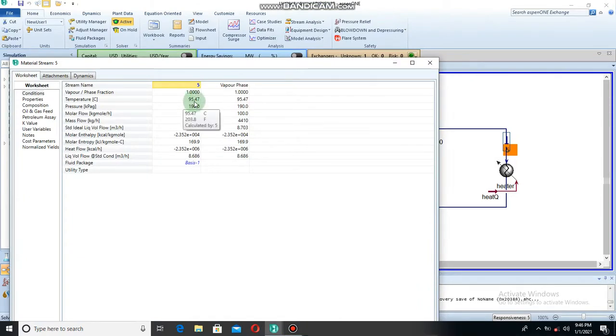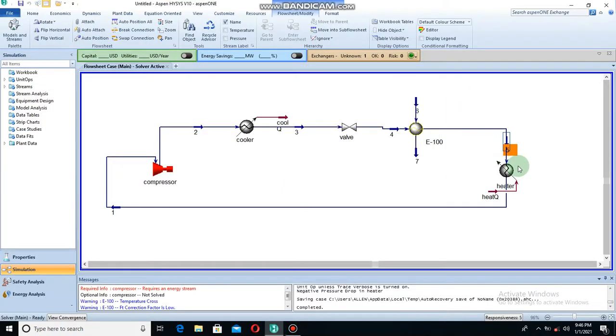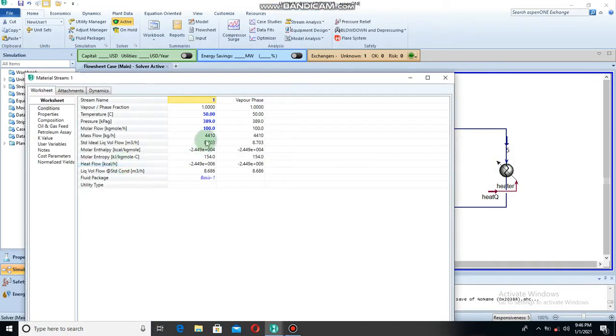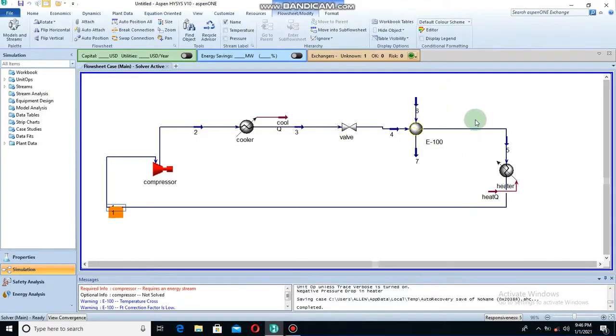And now that it's done the job, let's see. Wow, it is at 95 degrees centigrade. So it gained a whole lot of energy retrieving heat from stream 6, and we send it to a heater. The heater heats it all back to where it started, at 50 degrees.